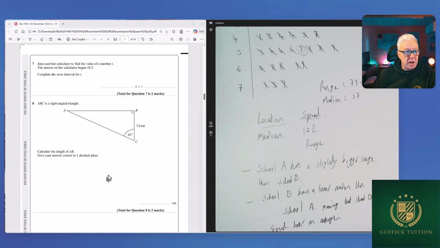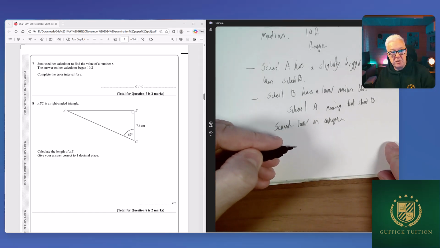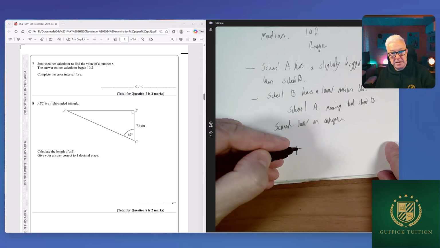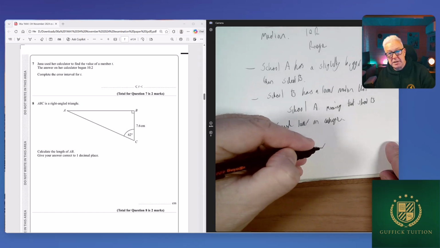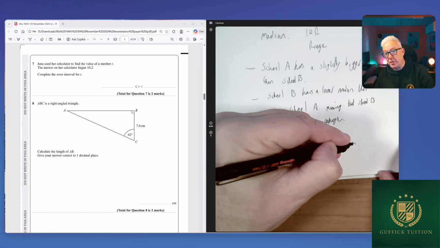Next question. It says Jana used her calculator to find the value of the number t. The answer on her calculator began at 10.2. Complete the error interval. Okay, so if it starts at 10.2, the error interval means it's got to be greater than or equal to 10.2, and it needs to be less than 10.3.